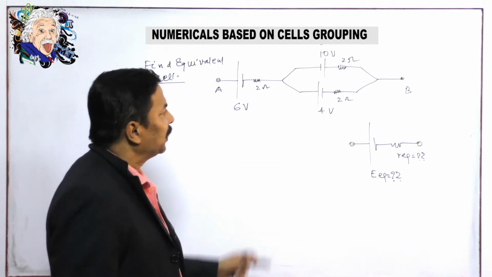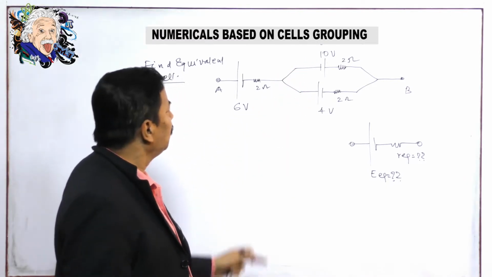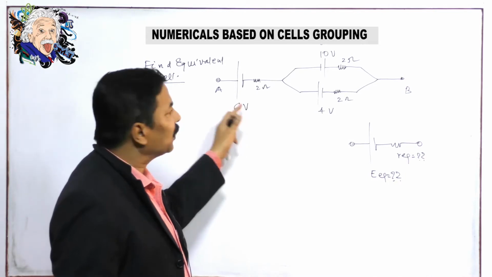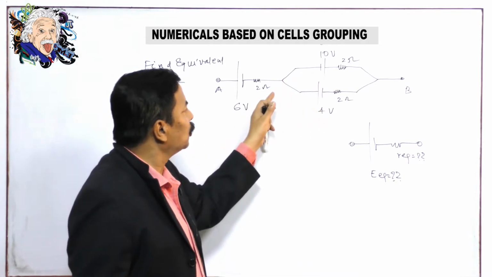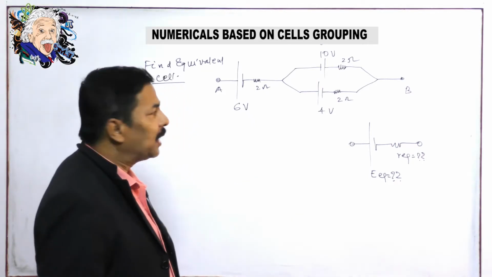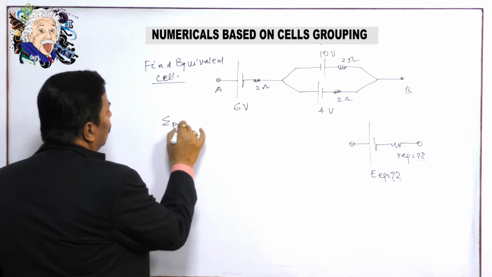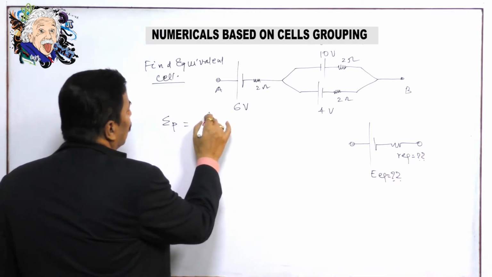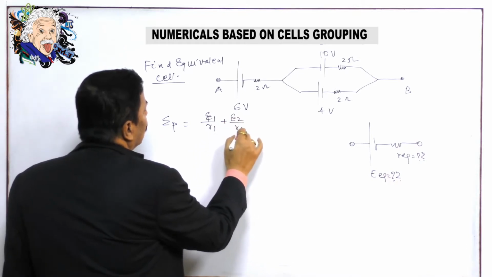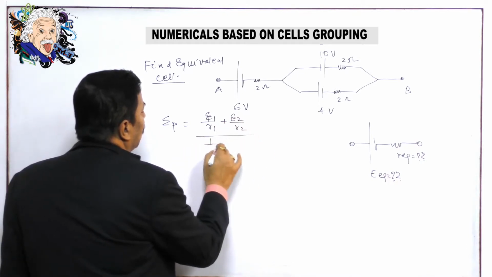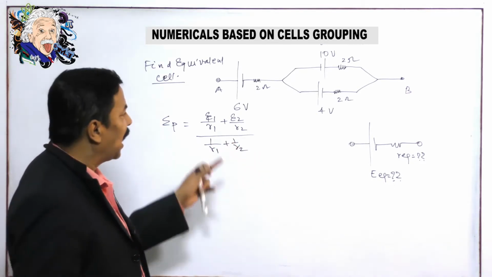So here you see, these two cells, 10 volt and 4 volt, are in parallel, and then it is in series with the 6 volt. Internal resistance is 2 ohm, 2 ohm, 2 ohm. Now in parallel, what we have discussed: E parallel is equal to (E1 by R1 plus E2 by R2) by (1 by R1 plus 1 by R2). This we have already discussed.